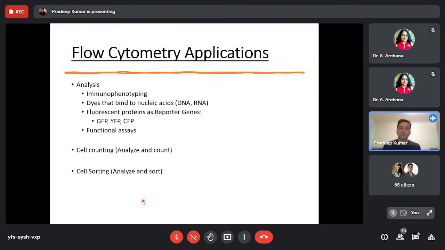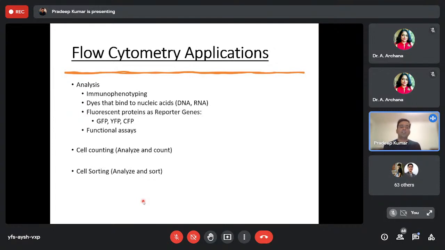Okay, so there are three major categories that applications can be divided into. First is analysis, which we call immunophenotyping, along with nucleic acid dye applications and fluorescent protein applications, like GFP, green fluorescent protein, and yellow fluorescent protein. The other application is cell counting, like in the case of HIV patient monitoring, where absolute counts are done. The general practitioners are giving treatment to the HIV patient, and they monitor their health at regular points in time, seeing if the count of CD4 cells is going up, if it is stable, or if it is going down.